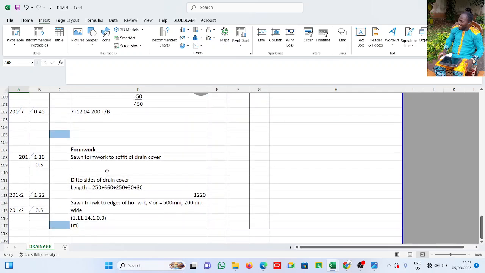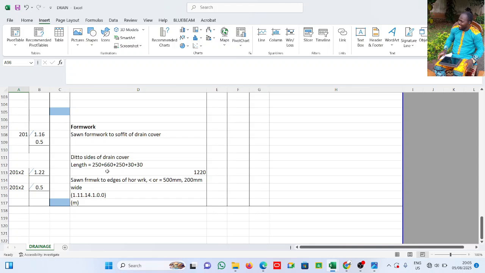So the formwork is also the same thing. All right, you have formwork to the side, you have formwork to the base, right? Because you have to cast it. You can't just cast it on the ground. So now you cast it on the formwork or you cast it on a concrete surface, right? But in this case, we cannot say there's a concrete surface. We have to cast it on a formwork at the base, some formwork to surface of drain cover or base. All right, so this is 1.16 by 0.5, which is that.